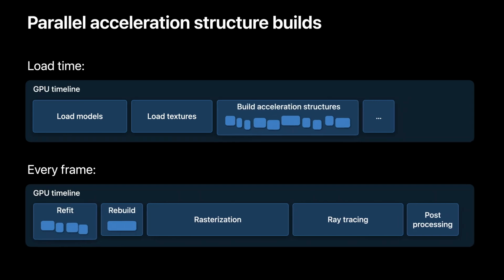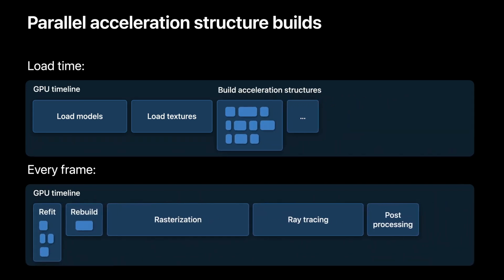This further reduces load times, and this doesn't just apply to builds. It applies to all of the acceleration structure operations, including compacting and refitting, so your per-frame overhead is reduced as well. There are a few guidelines you will need to follow to ensure that you can benefit from this optimization.